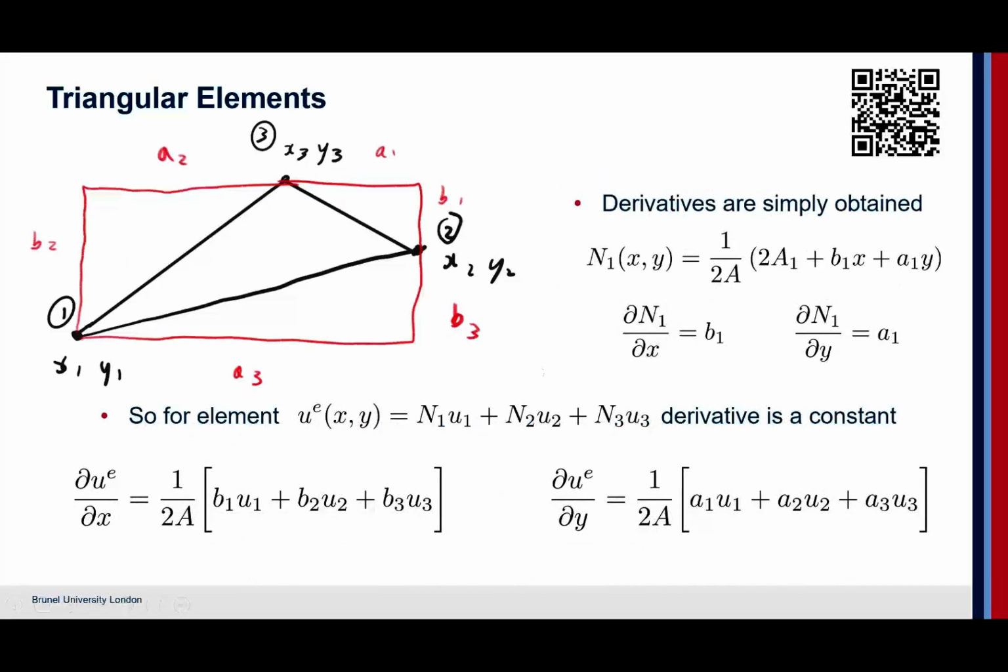What's nice, and these are called the constant strain triangles, is that the derivatives themselves are constant. Because it's a function just of x and y, the partial derivative in x is just a constant, and the partial derivative in y is just a constant. So what we end up with is an expression for du by dx for the entire element being a sum of 3 constants, and the same for du dy.